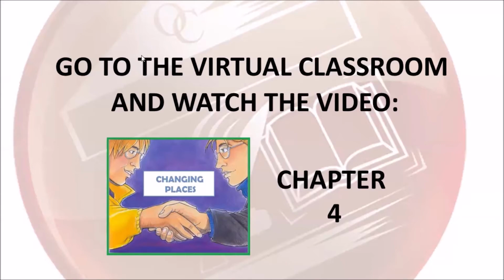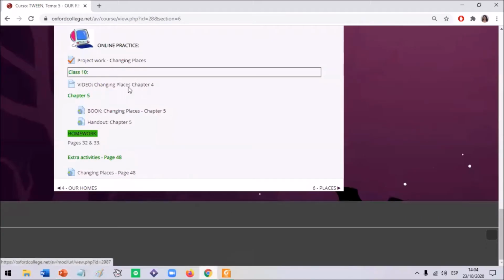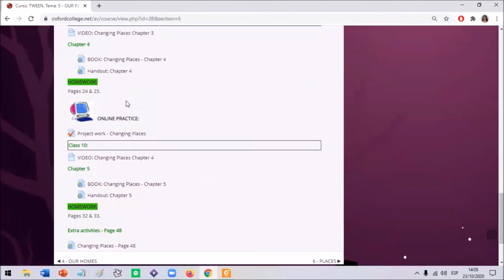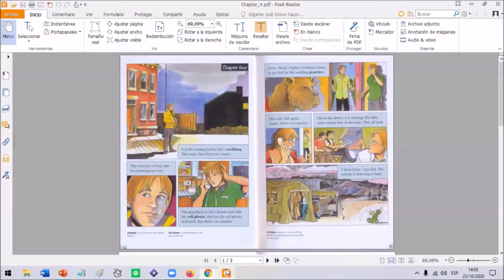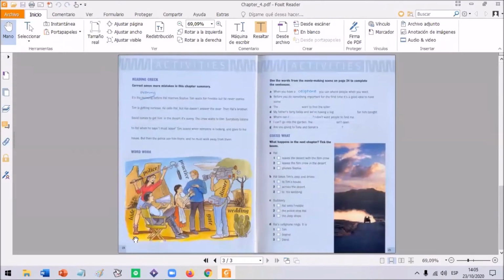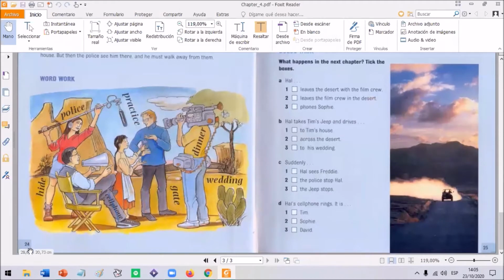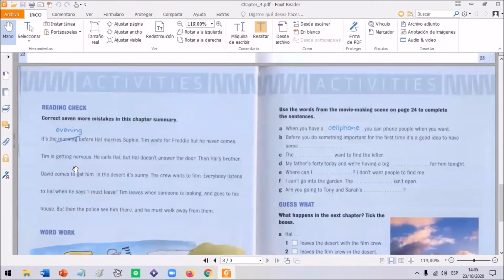Okay, are you ready now? Let's continue with the class. So now that you have watched the video, we can check the homework from last class, pages 24 and 25 from the book, right? Come on, take your book. And at the end of chapter 4, we find pages 24 and 25. Yes, let's start on page 24.